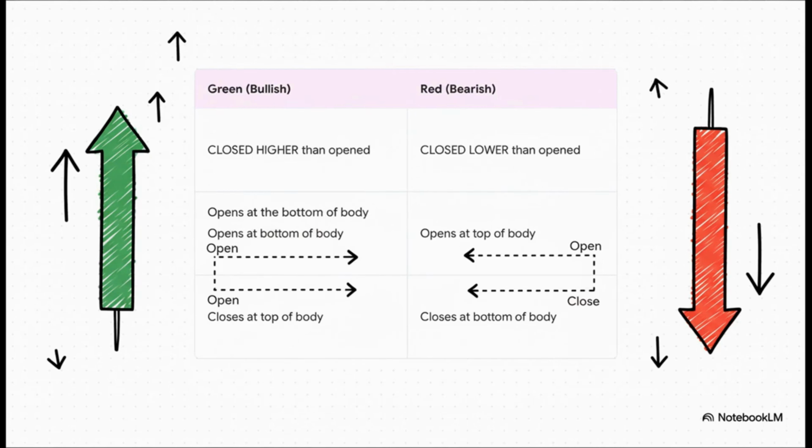Okay, let's really lock this in, because this little piece of logic is the foundation for everything else. A candle is green for one simple reason: the price closed higher than where it opened. That's it. So its body starts at the bottom with the open and ends at the top with the close. A red candle? It's the complete opposite. It's red because the price closed lower than it opened. So for a red candle, the body starts at the top and ends at the bottom.